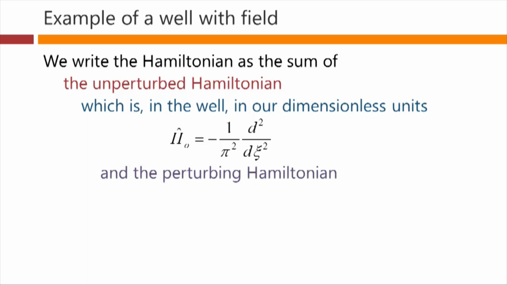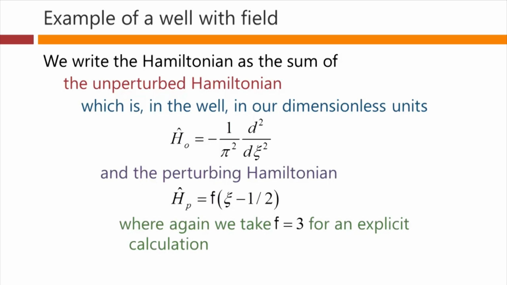And the perturbing Hamiltonian, which was our linearly varying potential that resulted from the field here in dimensionless units. So that rose steadily from one side of the well to the other with position ξ. And again, for our calculation explicitly, we're going to choose f equals 3, so we can compare with our previous calculation.